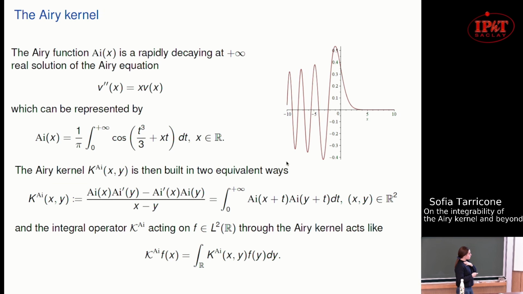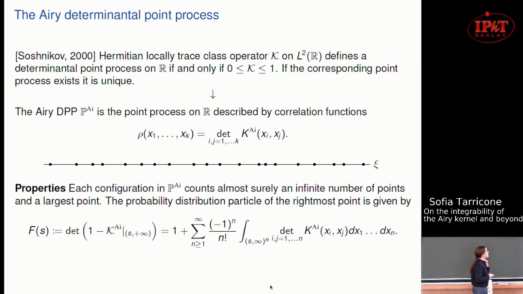Now, with this kernel, what we can do is to construct an integral operator, K_Ai, that in a standard way acts on a function f by integrating away the y variable. Once you have an integral operator, through the standard theory of determinantal point processes, you can define, indeed, a determinantal point process. This is the main interest of considering the Airy kernel, in the sense that you can define through it a random configuration of points on the real line, and this is really what we want to study and are going to talk about in the rest of the talk.